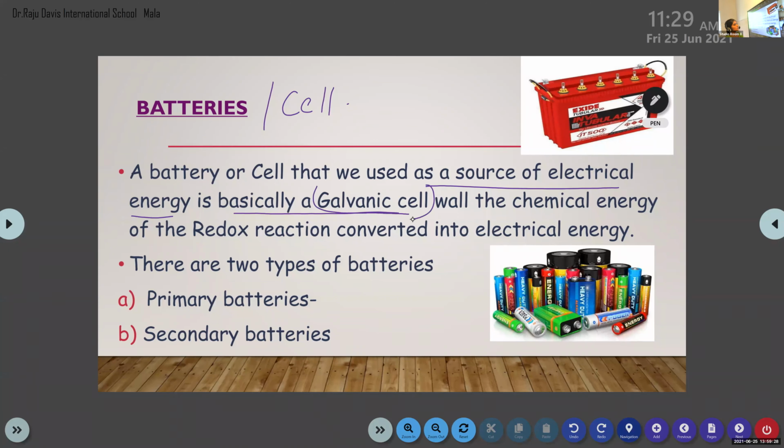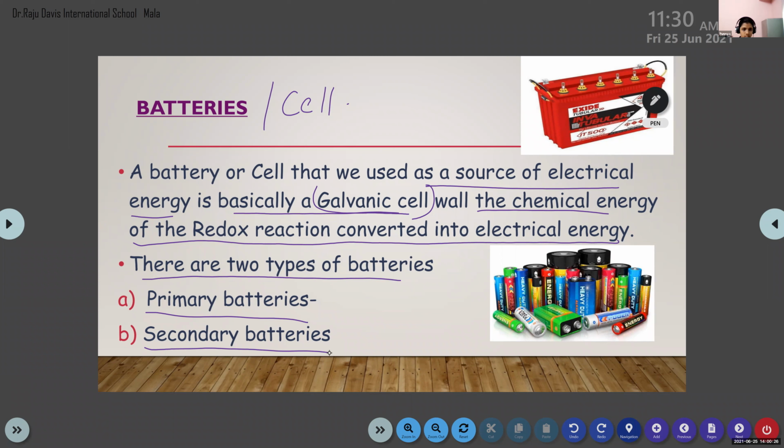In the case of a galvanic cell also, a similar reaction takes place. The chemical reaction takes place between the zinc and chlorine, and it will produce electrical energy. So a battery or cell that we use as a source of electrical energy is basically a galvanic cell. The chemical energy of the redox reaction is converted into electrical energy. So this battery can also be considered an electrochemical cell or galvanic cell. And there are mainly two types of batteries: primary batteries and secondary batteries.